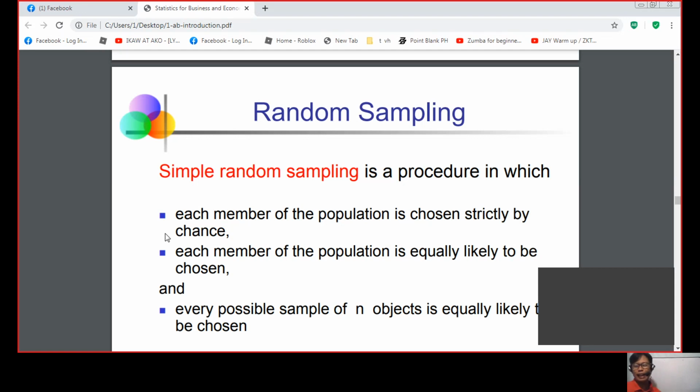Okay. Like I said, it is by chance. So, may possibility na makuha. Okay. Every possible sample of n objects is equally likely to be chosen. So, kahit sino pwede mamili. I repeat, as I have 600 students, sample, no? Now, I will be graded. I-grade nila ako kung magaling ako magturo. Now, magaling ka magturo kung yung mga estudyante mo naintindihan nila. Kaya yung mga grades nila ay matataas.